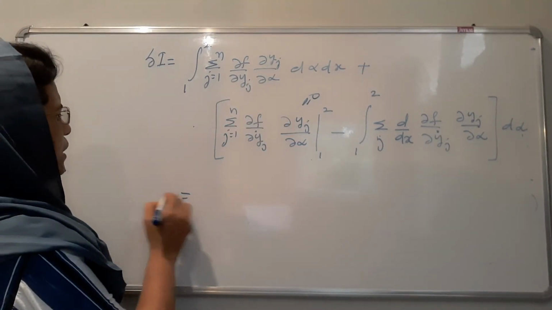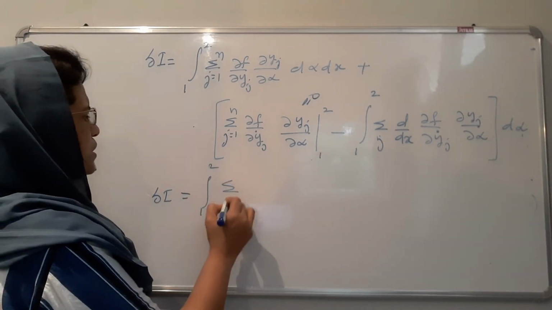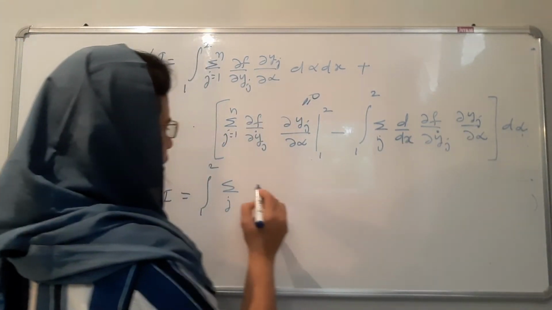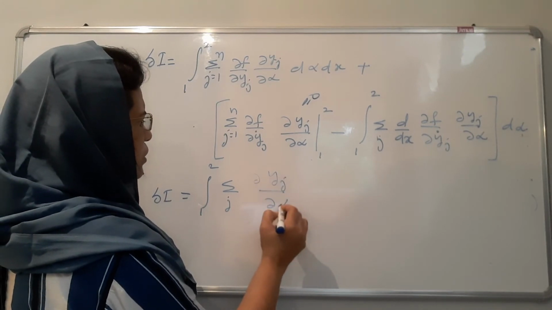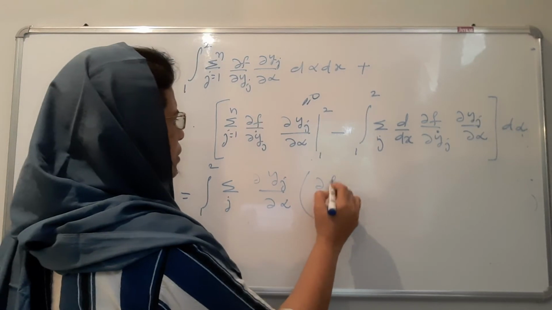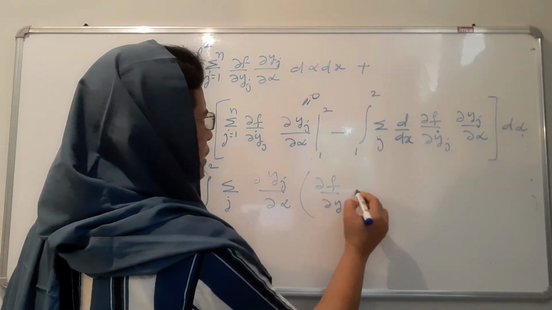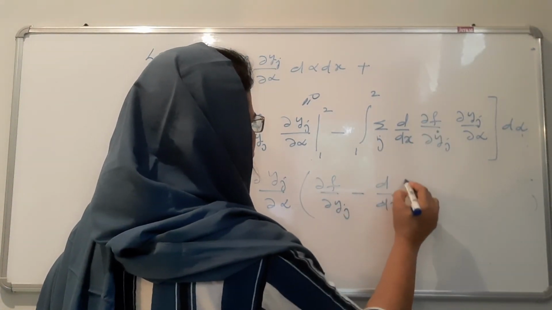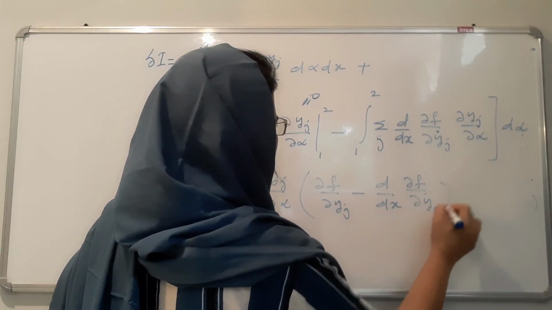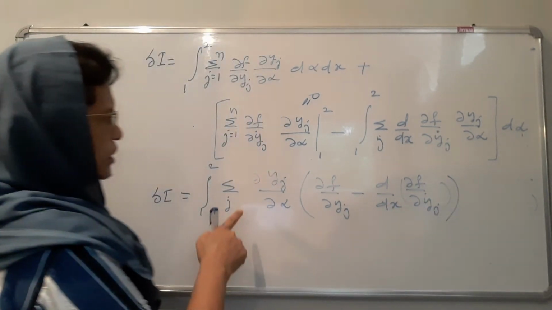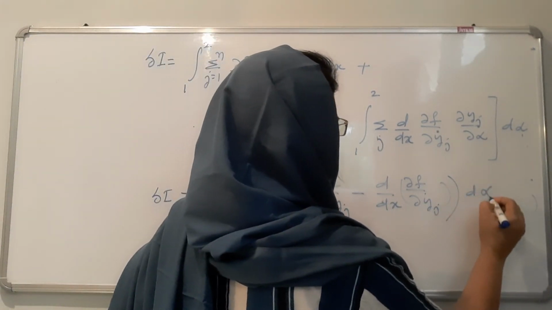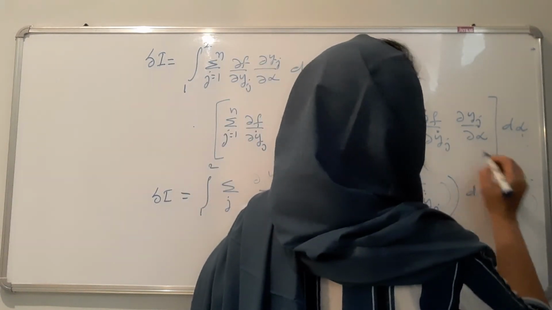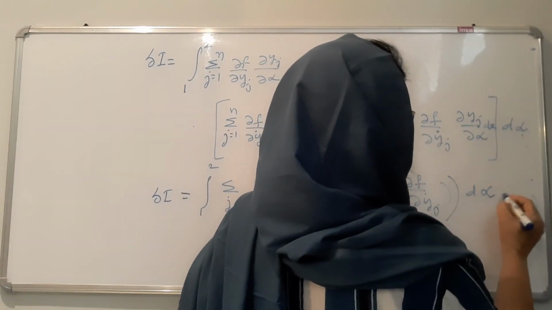We can write delta I is equal to integral from 1 to 2 sigma j, ∂yj/∂α, which can be taken as constant, times ∂f/∂yj minus d/dx of ∂f/∂yj dot, then dα and dx.